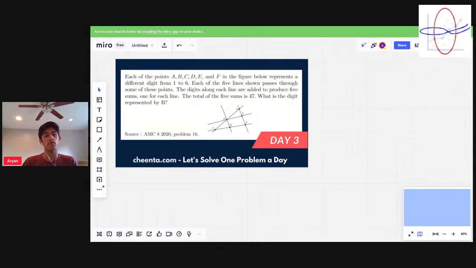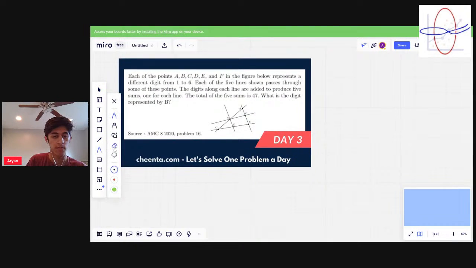Today we will be looking at problem number 16 from the 2020 AMC 8, and let's get started by reading the question. So the question is, each of the points A, B, C, D, E, and F in the figure below represents a different digit from 1 through 6, and each of the 5 lines shown passes through some of these points. And then finally, they tell us the digits along each line are added to produce 5 sums. And the total of these 5 sums is 47. And so the question is, what is the value of B?